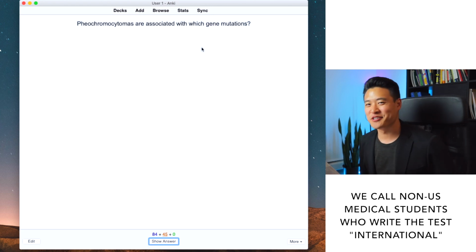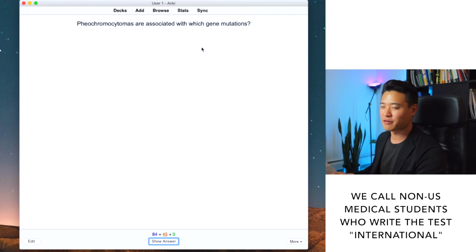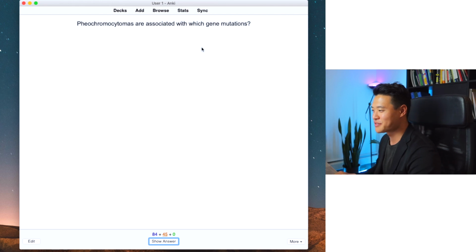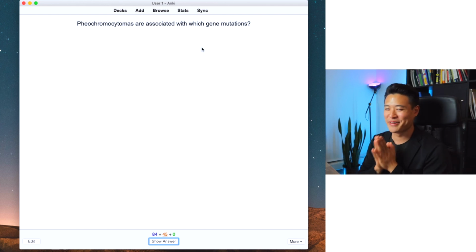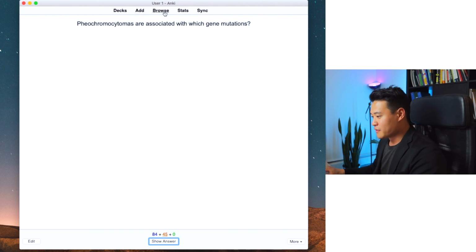Also know that I'm an international medical student, so I'm not going through the exact US curriculum, so I may be pretty weak in answering these questions, so bear with me, I may come across stupid, but just wanted to show you my workflow. First of all, before I start, let's just do this question first.